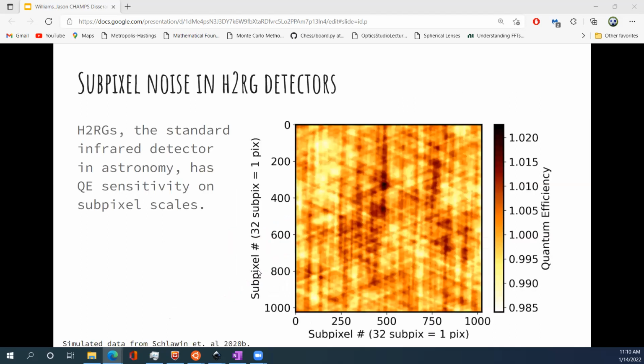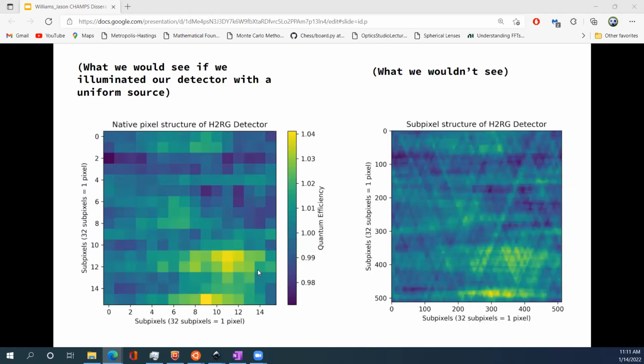And so here I'm showing simulated data from Schlawin et al. in their paper in 2020 of the subpixel variation of an H2RG detector, which is the standard infrared detector in astronomy. On both axes, I'm showing 32 subpixels, where 32 subpixels is equal to one 18 micron pixel. On the left, if we look on a pixel scale and illuminate our detector with a uniform source, which is what we typically do, this is what you'll see. But if we have the capability to measure it on a subpixel scale, there's actually a ton of structure.